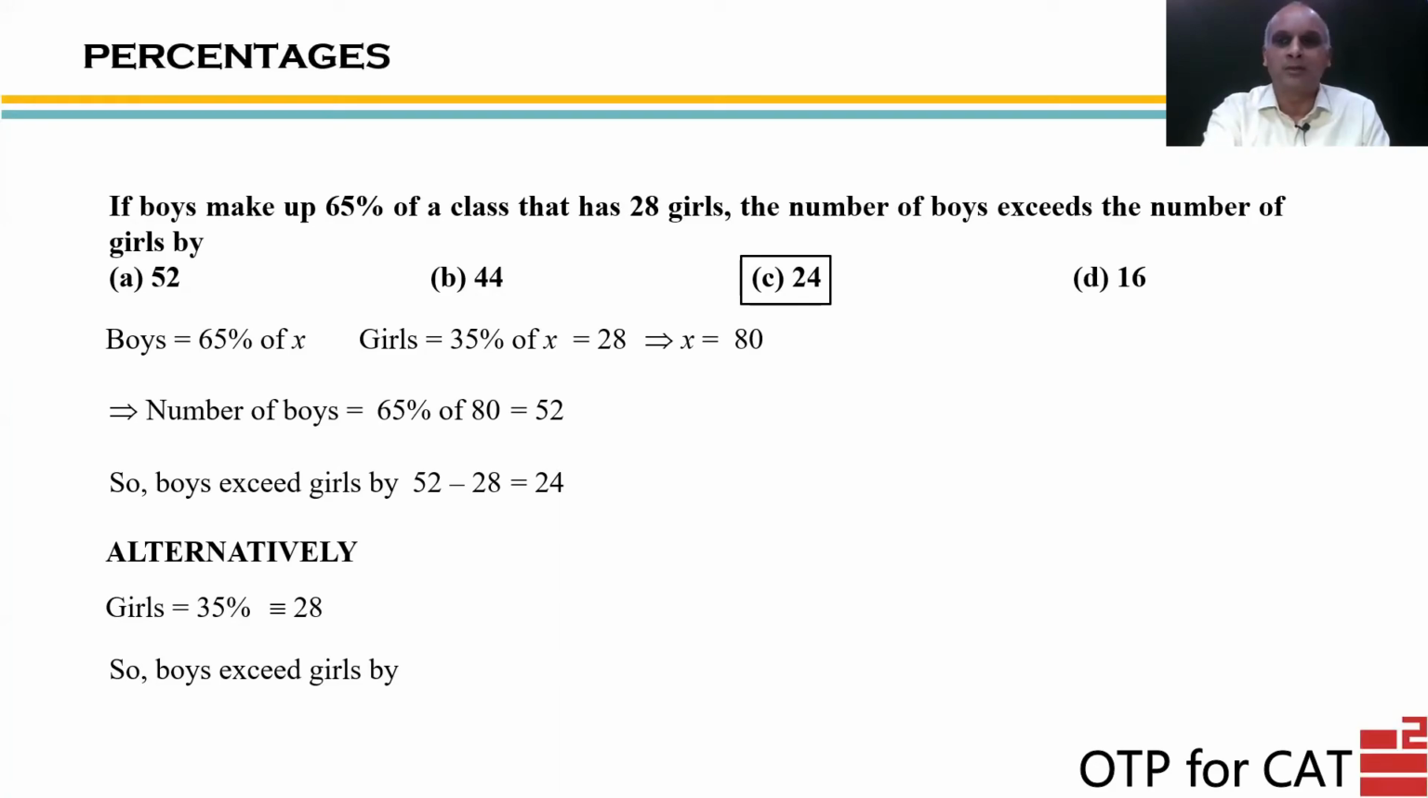So 30% is equivalent to how much? 30% will be equal to 28 into 30 by 35. See it again, 35% is equivalent to 28. So the question is, 30% is equal to how much? By the unitary method, I can say 30% will be equal to 28 into 30 by 35. And that is again giving me 24. Okay, so I hope you have understood this method.